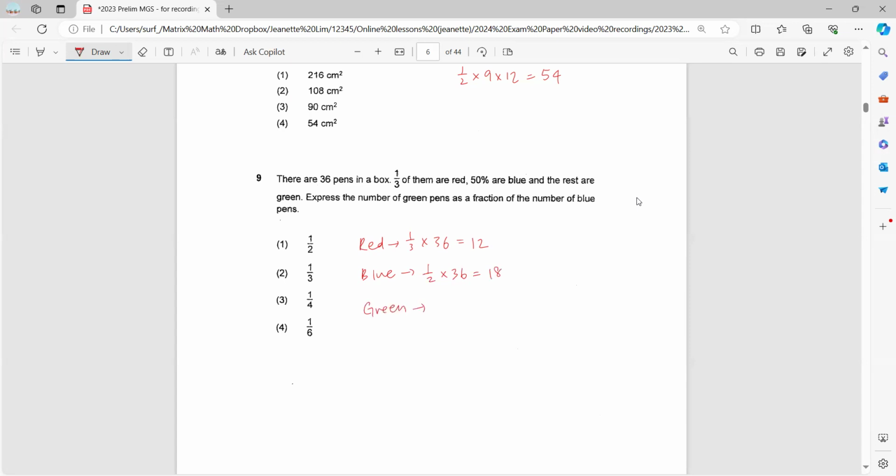So you can just take the total, minus red, minus blue, which is 6. So green as a fraction of blue is 6/18, which is 1/3 when simplified. So option 2.